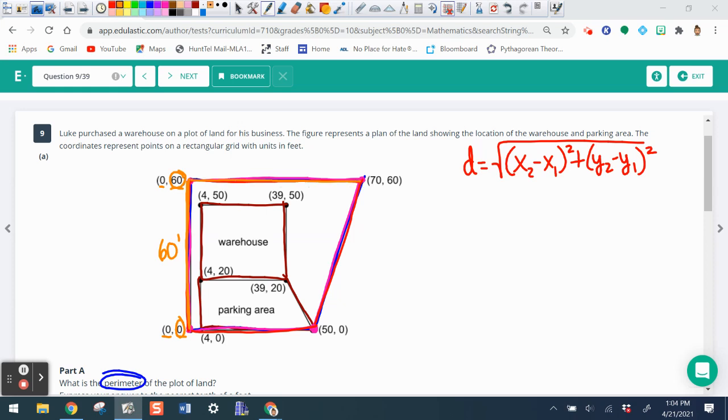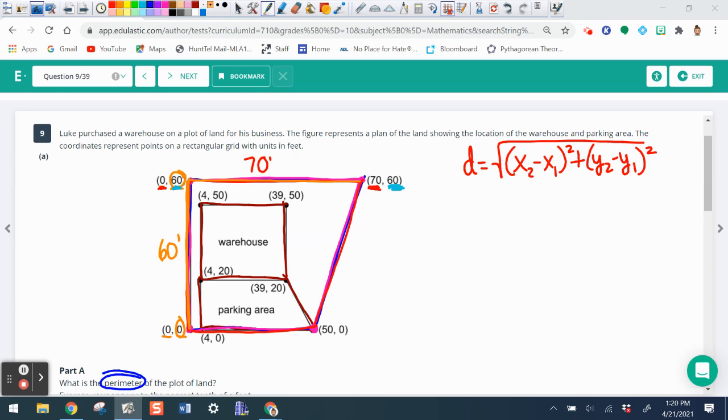Likewise, on a horizontal line, look at your coordinates. The y value, I'll do it in a different color, the y value doesn't change. So again, if you notice that the y values for these two coordinates, there's no change between them. So all we have to do is find the distance between our x values. And so the distance between 0 and 70 is, of course, 70. And we are dealing with feet, so I'm just going to put that little apostrophe there to represent feet.